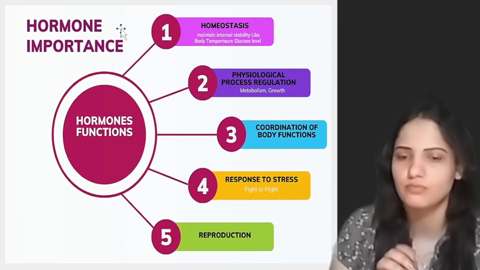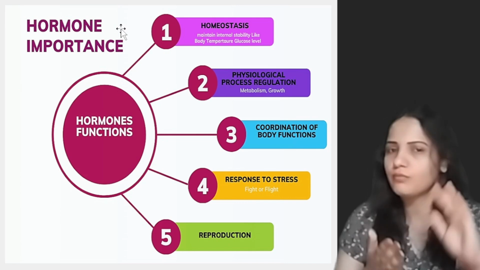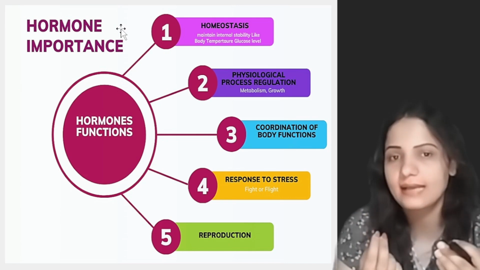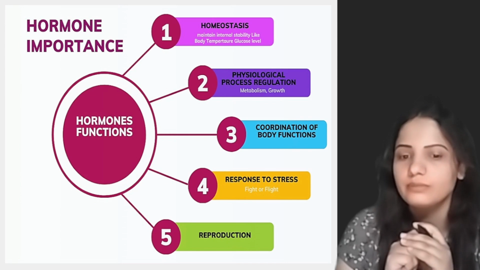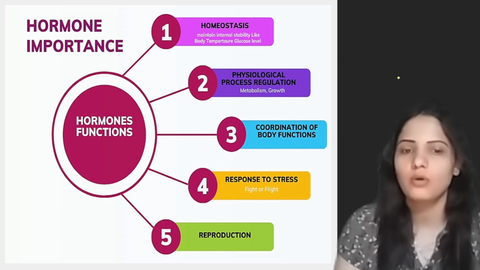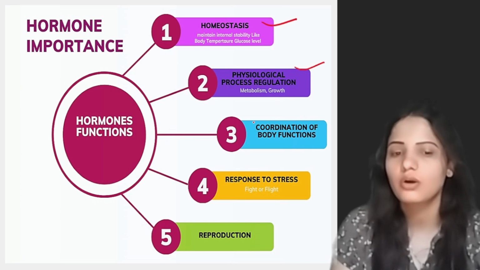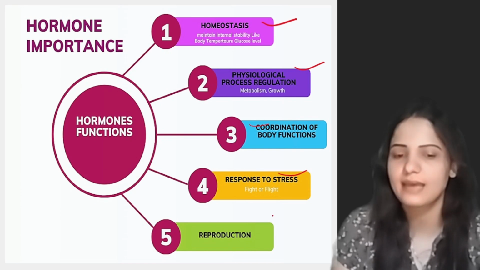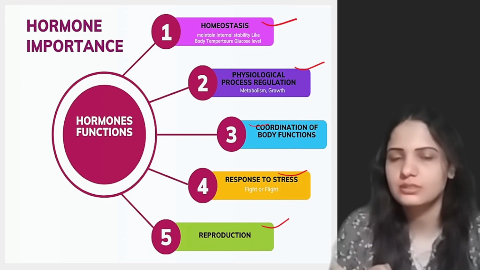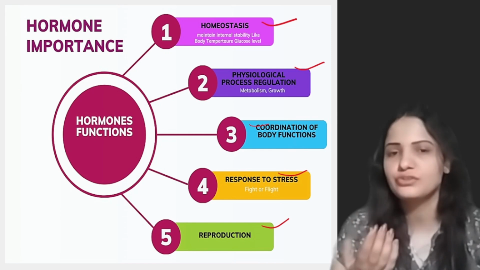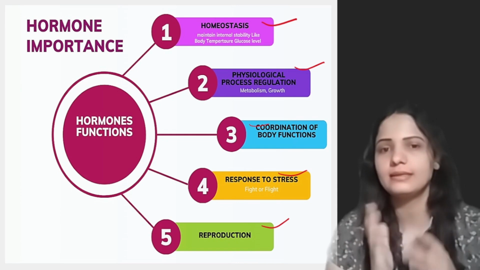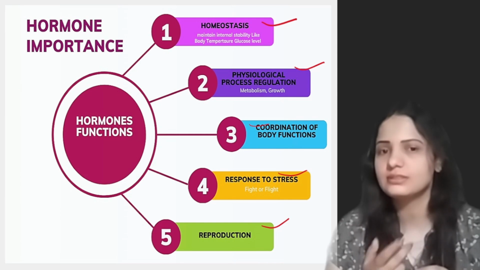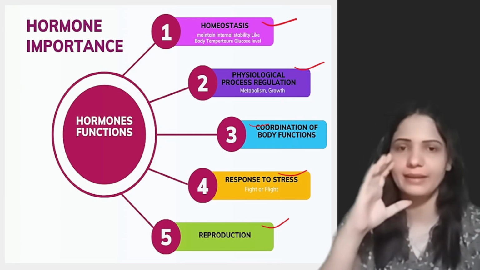Here we have the importance of hormones. In our body, various types of hormones are secreted, and each hormone has a specific function. If we see the overall effect of all those hormones, under hormone importance we have these points. First is homeostasis. Next is physiological process regulation, coordination of body function, response to stress, and reproduction. These are important functions of hormones. Let's start. First is homeostasis. I have already told you that homeostasis is the process which maintains the internal stability of the body, like blood glucose level, healthy temperature range, blood pressure. These things come under homeostasis, and they are maintained by hormones.